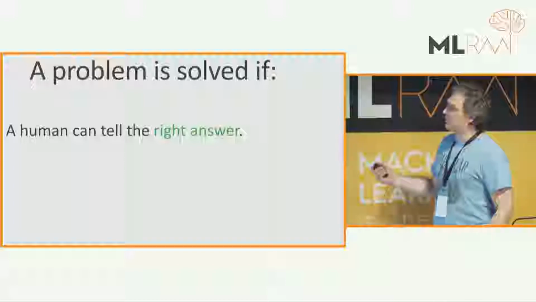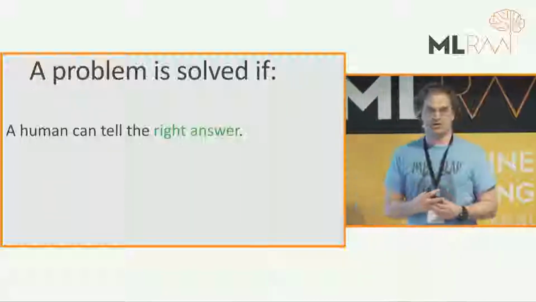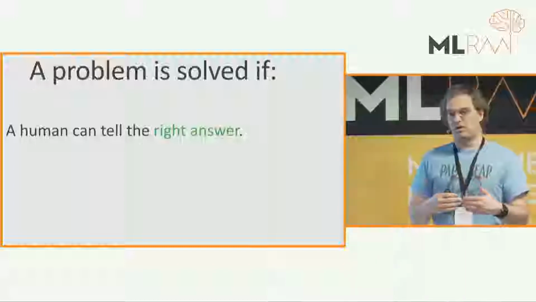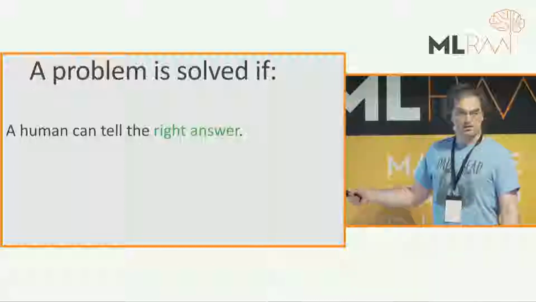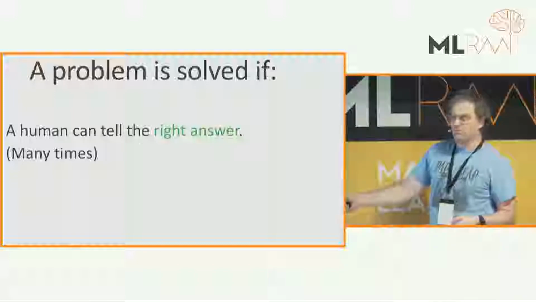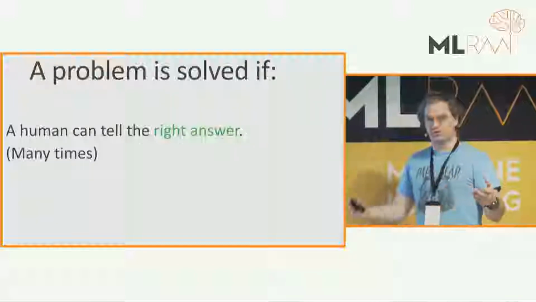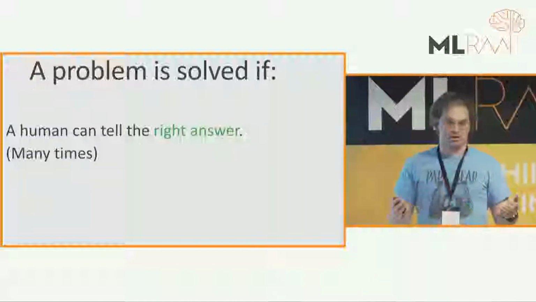Now, how can we think about supervised learning? We regard a problem as solved if a human can tell you the right answer. You have the unlabeled data, you hire somebody to label things, and if somebody can label things correctly, then it's the job of the machine learning algorithm to figure out how to map from that unlabeled input to the label. And there's a caveat here, which is that you need to be able to tell the right answer many times. The data sets that are used for image recognition or whatever tend to be quite large. So this is what supervised learning is.